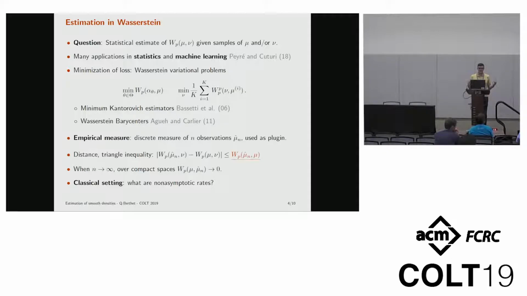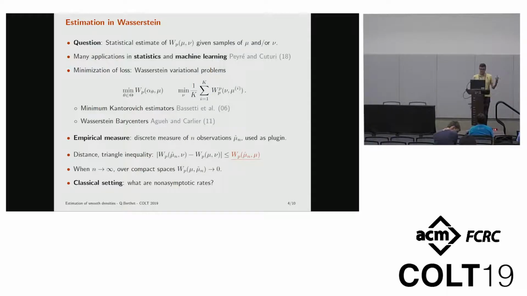So this motivates a little bit this question of getting an estimate of WP or of directly mu or nu in this Wasserstein distance. So this has many applications in statistics and machine learning. There's a very nice book by Peyré and Cuturi about this. And in particular, in statistical learning, two things that can be pointed out are these notions of minimum Kantorovich estimators, so directly using this Wasserstein as a loss, a little bit like the analogy of the KL for maximum likelihood, or to get barycenters of these distributions mu i through this Wasserstein distance.